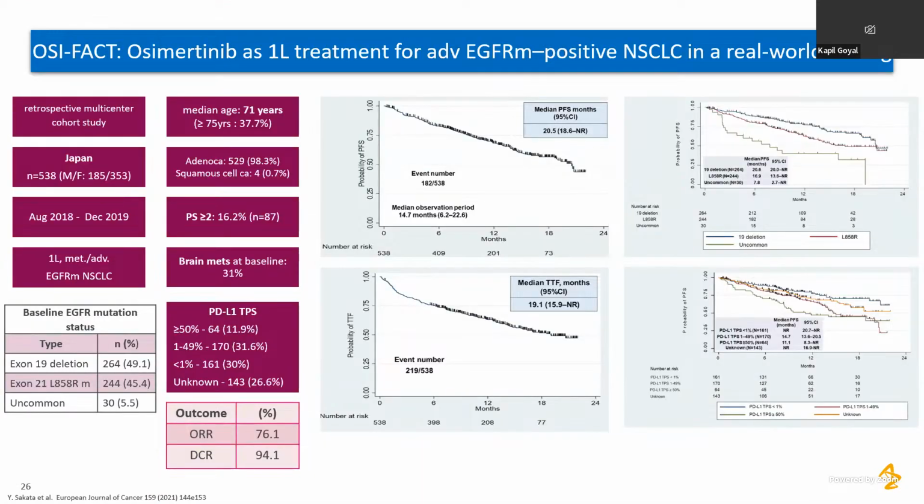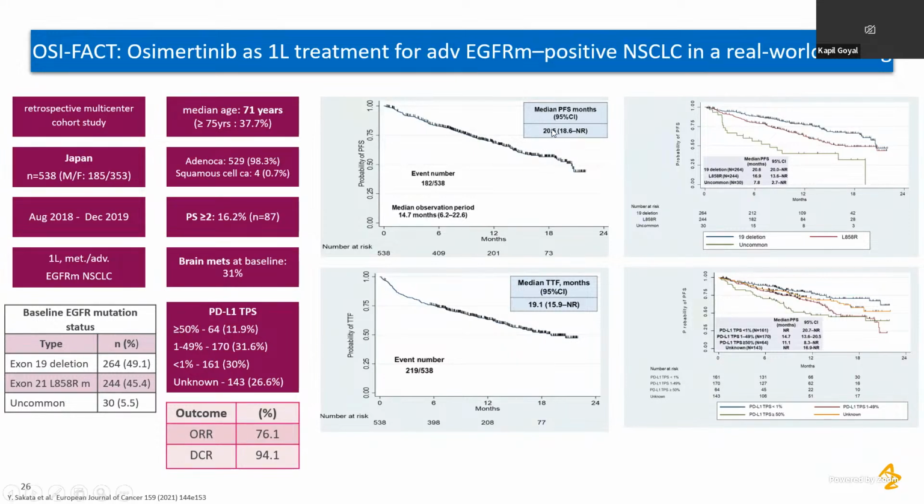Then osimertinib as first-line treatment for advanced EGFR mutation positive NSCLC. We have a retrospective study coming from Japan, in which a large number of patients, a sample size of 538, were given osimertinib in the first line. The median age was 71 years, which is an older population, and 98% of patients had adenocarcinoma. PS 2 or more was there in 16% of the patients, and brain metastasis was there in 31 patients at baseline.